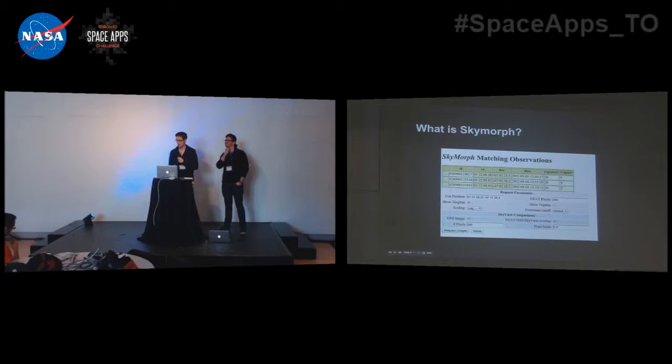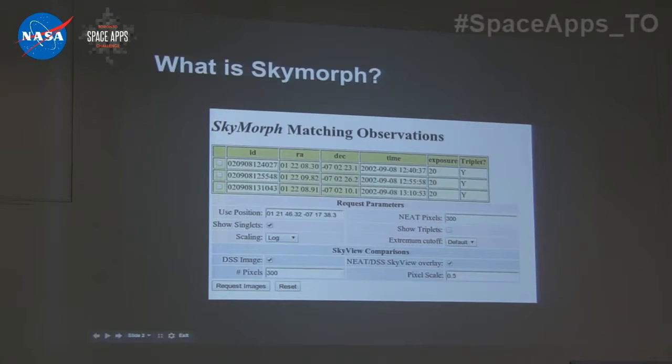So what is Skymorph? Skymorph is an online tool that was developed by NASA to fetch imagery of asteroids, planetoids, and near-Earth objects, as well as present their motion across the sky so that people can detect asteroids that might hit us someday, or just learn more about the solar system.